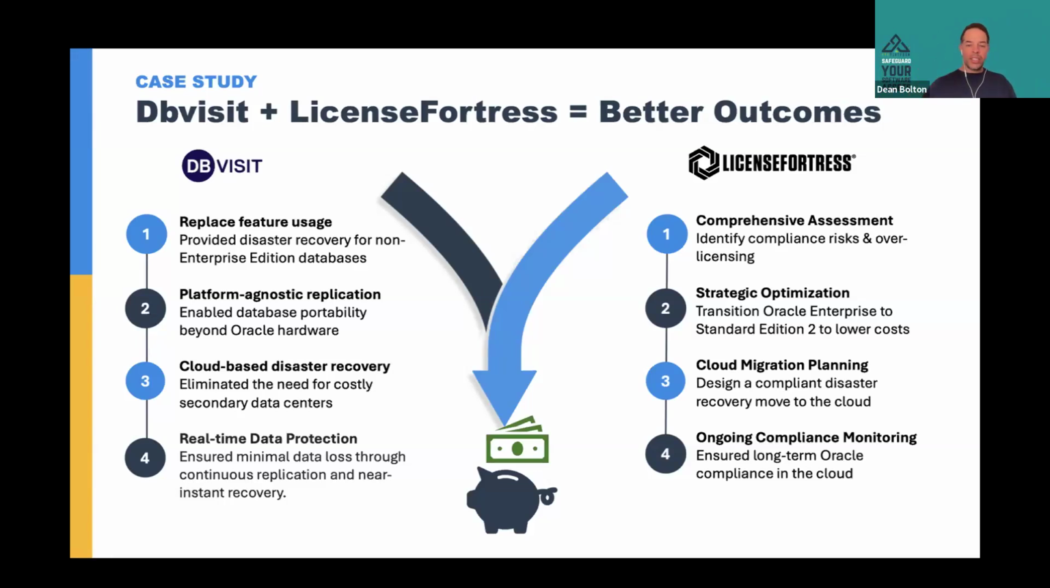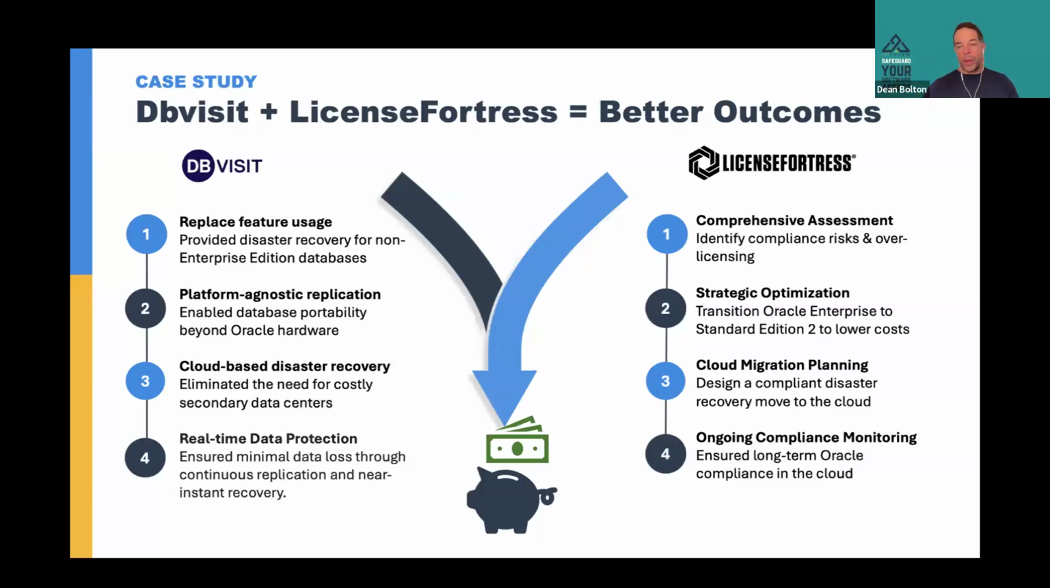Now, the big thing is, with those two ODAs that they had before, they were using Data Guard between the two to keep them in sync because they still had some pretty tight RPO and RTOs on their DR requirements. So where was that going to come from? Obviously, the answer is it came from Dbvisit, right? They provided the disaster recovery for the non-Enterprise Edition databases that they migrated to.